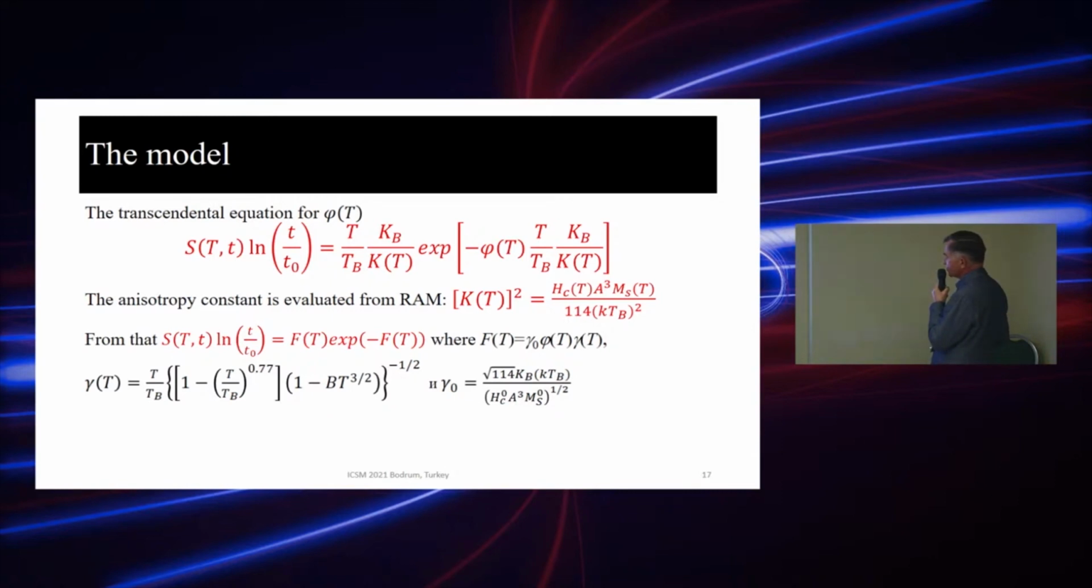T over T naught, is equal to some function f, temperature-dependent exponent minus f, where f is a product of some constant gamma naught, the phi test function, and gamma. Gamma includes the temperature dependence of the coercivity and of the saturation magnetization. T_B is the blocking temperature.